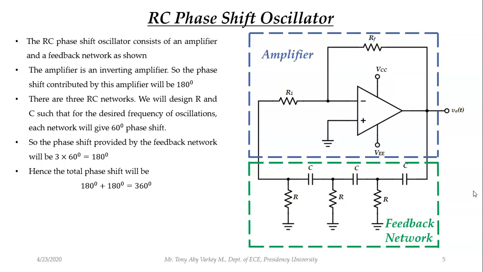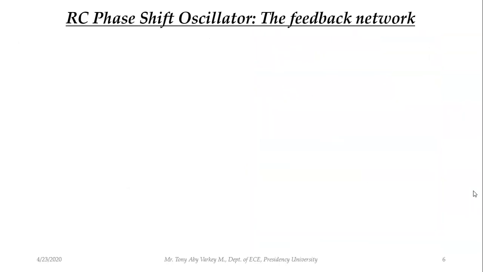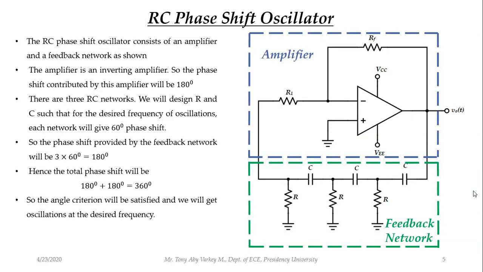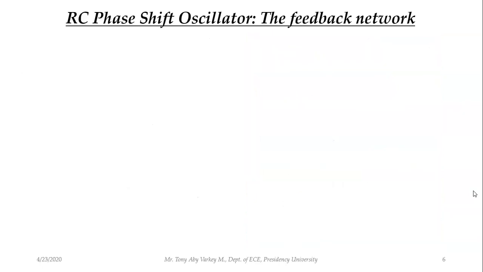which means that the phase condition of the Barkhausen criterion is satisfied. The total phase shift in the loop is 360 degree, which means you will get sustained oscillations at a particular frequency that you're going to choose. So this is what is happening in the RC phase shift oscillator. Now we will look into the derivation: what will be the frequency of oscillations produced, and what will be the condition for the oscillations to start.